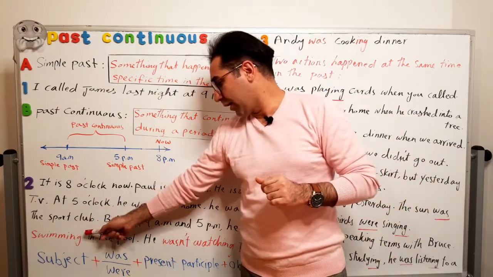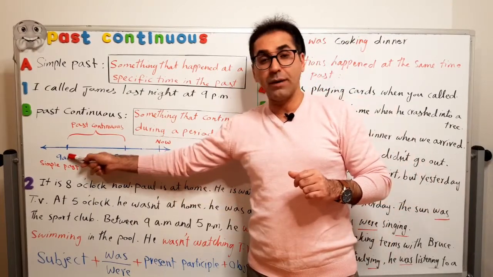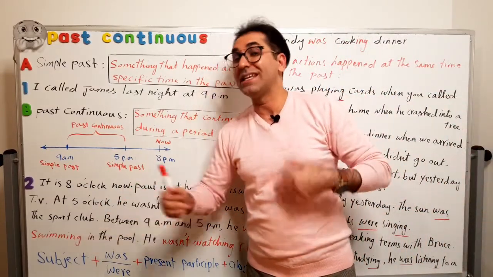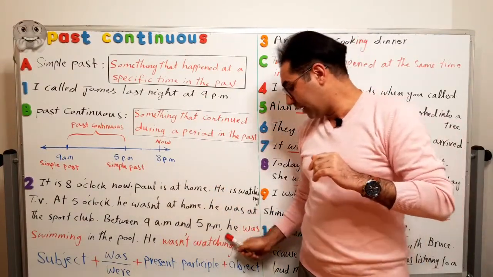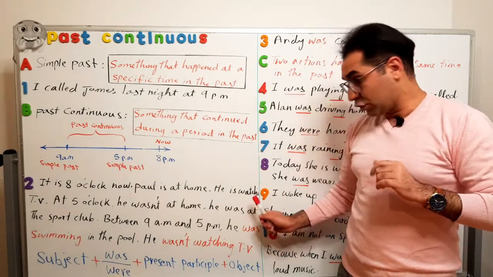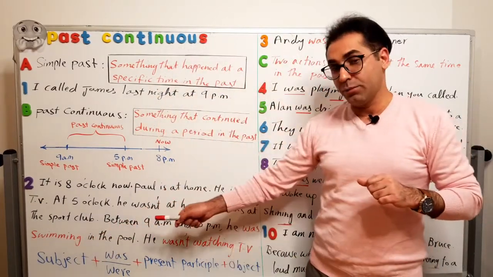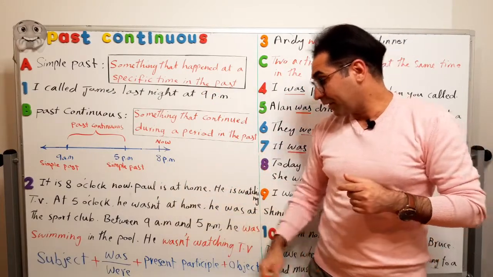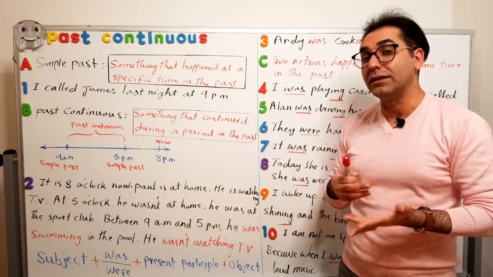He was at the sport club between 9 a.m. here and 5 p.m. here, this period of time or this length of time. He was swimming. So it means he was doing something in a period of time in the past. So he is going to be my subject. Then I need was and were, the to be verb in the past. And then we need the verb with ing, right? He was swimming in the pool. So because it's about a period of time in the past, I use past continuous. He wasn't watching TV, right? Again, it is past continuous but in negative form.